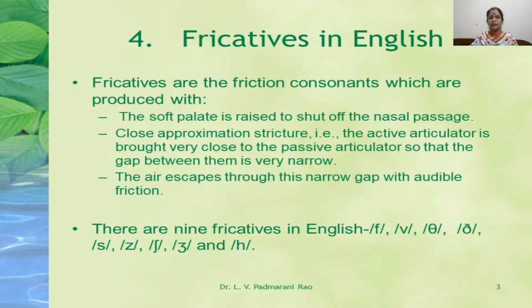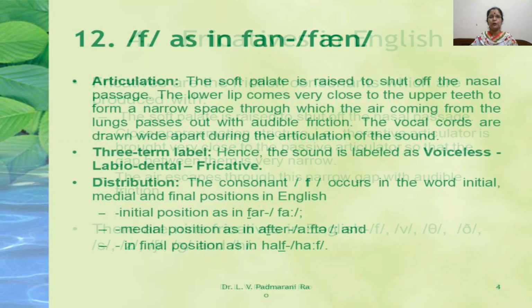There are 9 fricatives in English: f, v, theta, eth, s, z, sh, zh, and h. Of these 9 fricatives, in this video today, we shall be talking about the first 4 fricatives. And in the next video tomorrow, we shall be talking about the rest of the 5: s, z, sh, zh, and h. Let's move on.